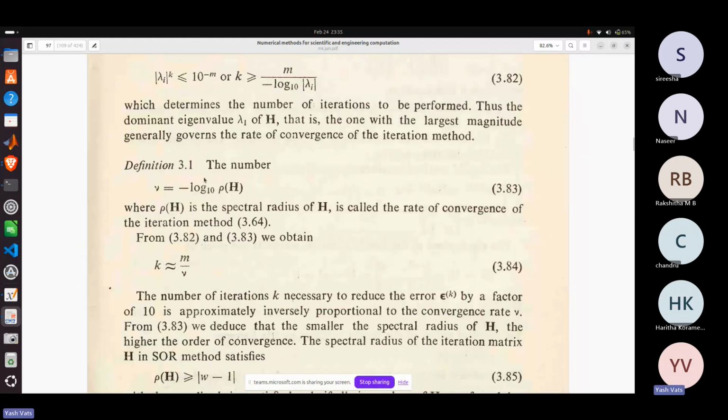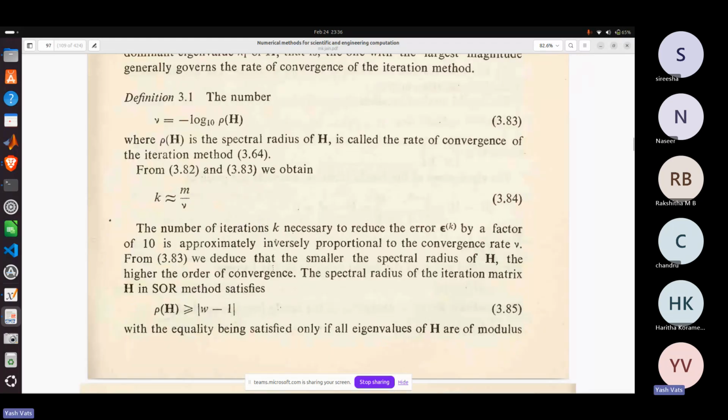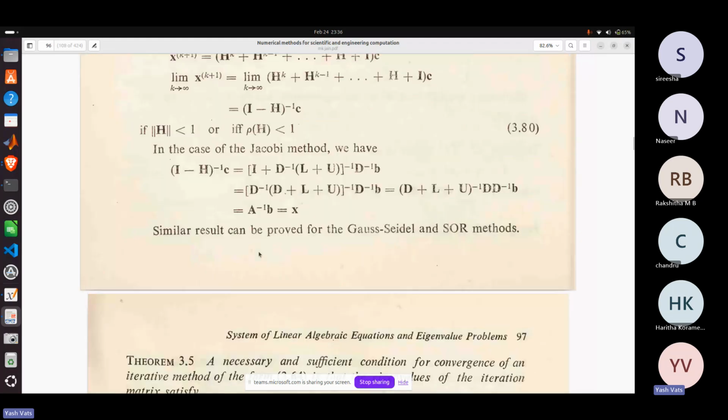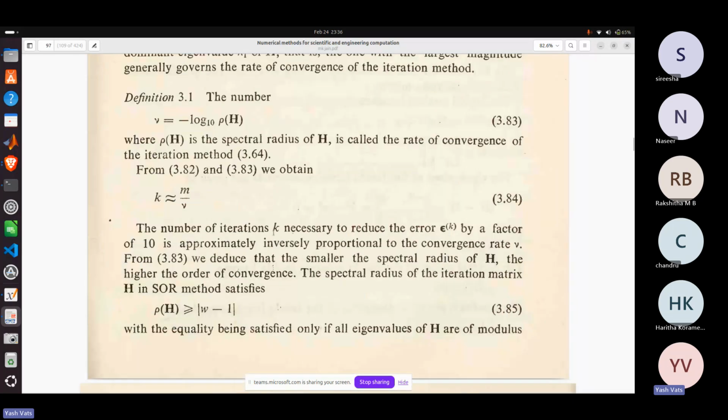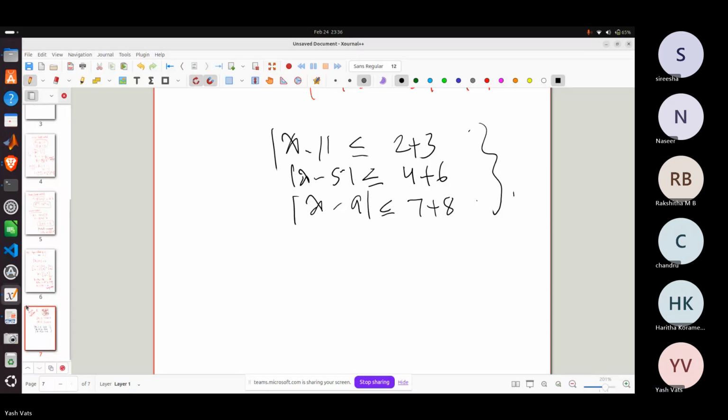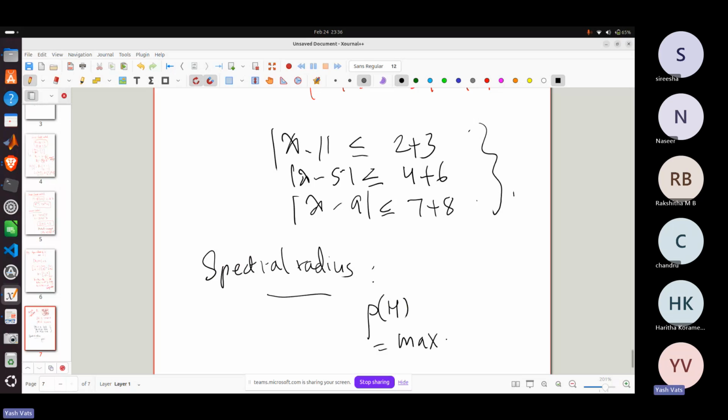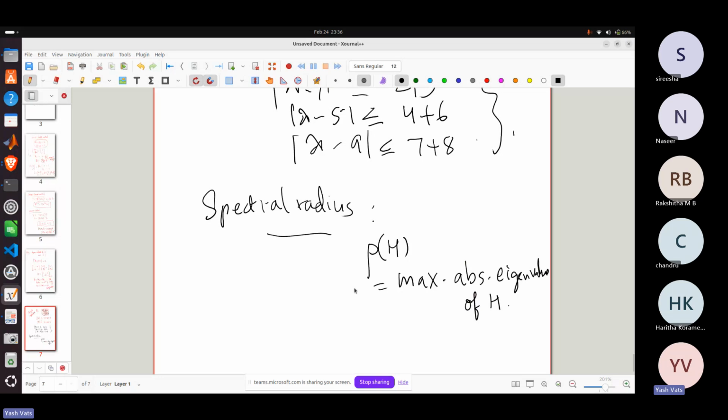Okay, so if you see here, rho h is the spectral radius, where rho h is the maximum absolute eigenvalue of h. Is that clear?